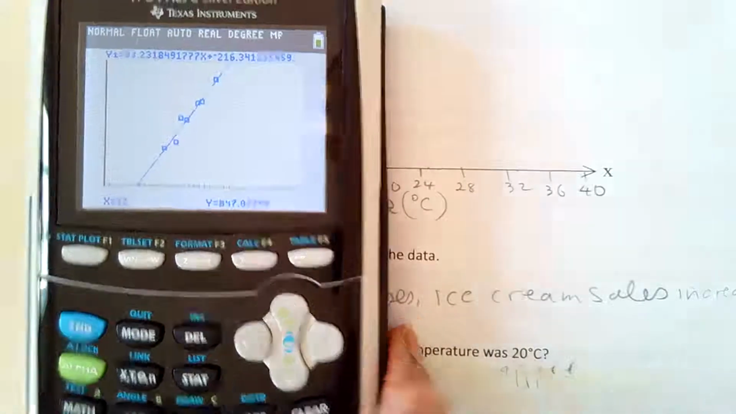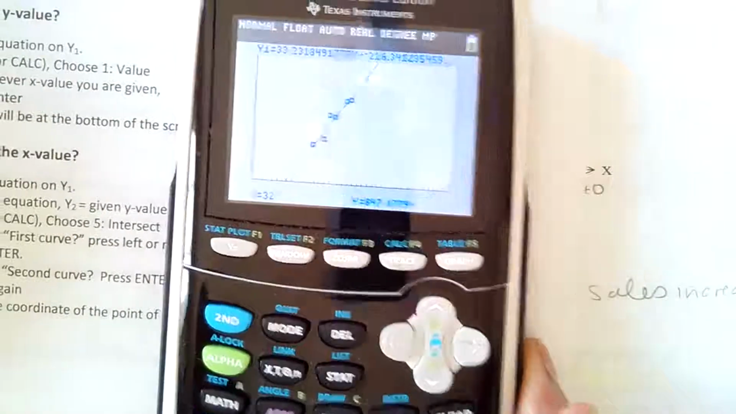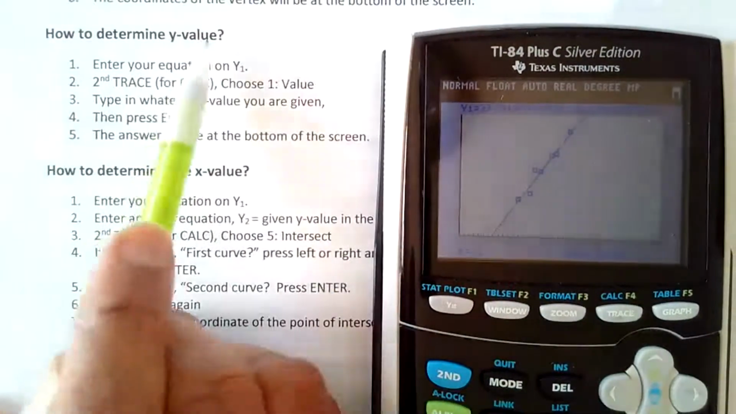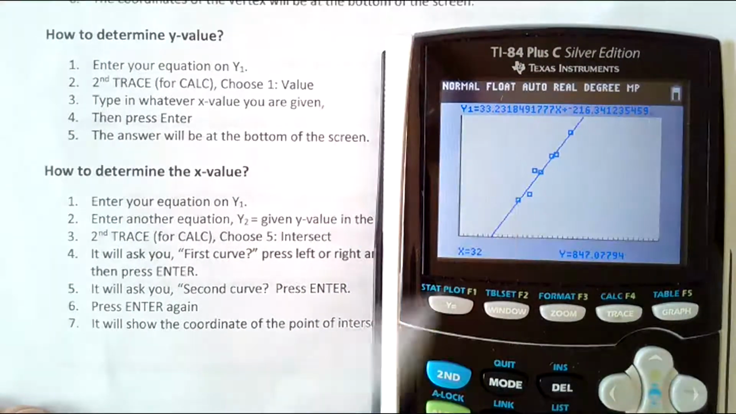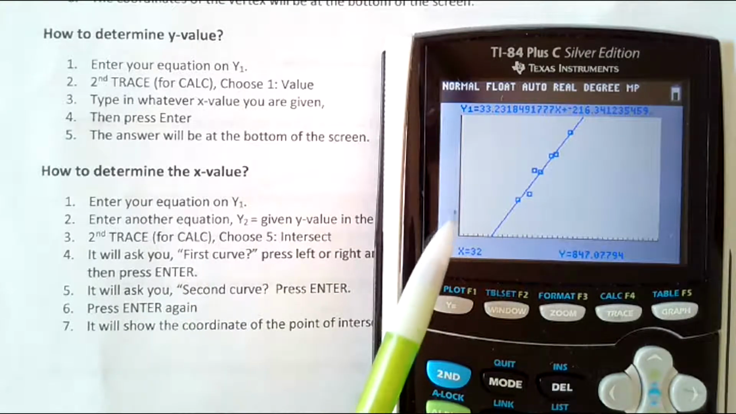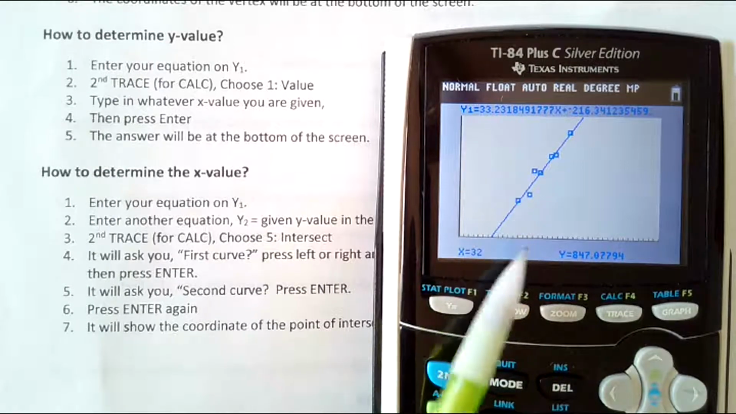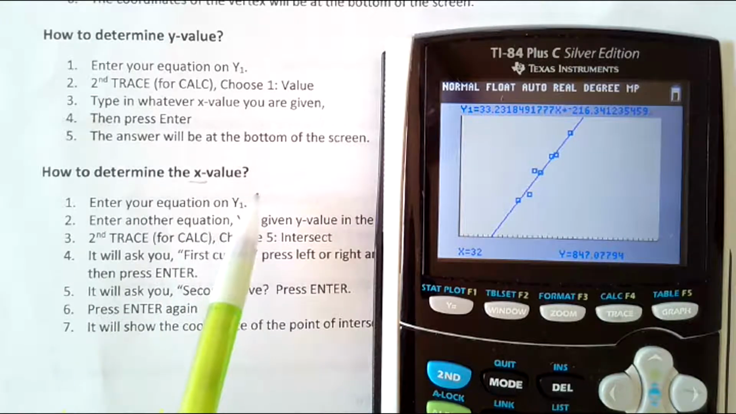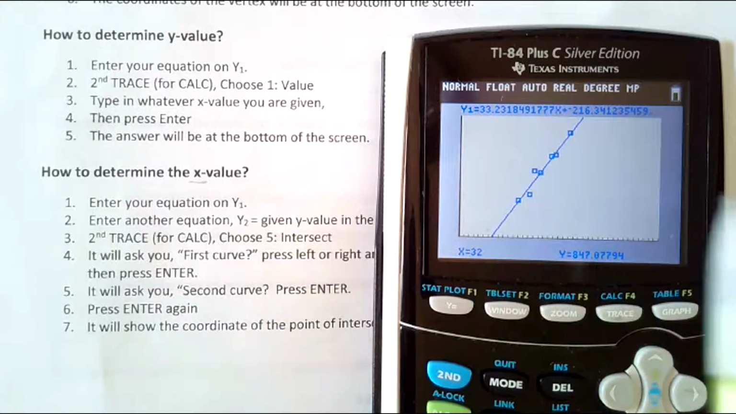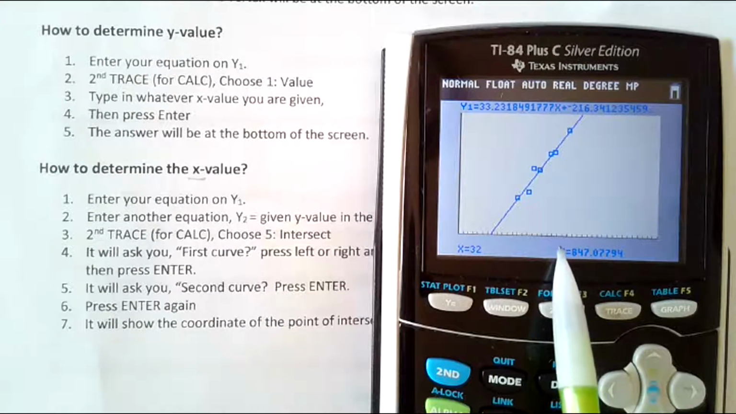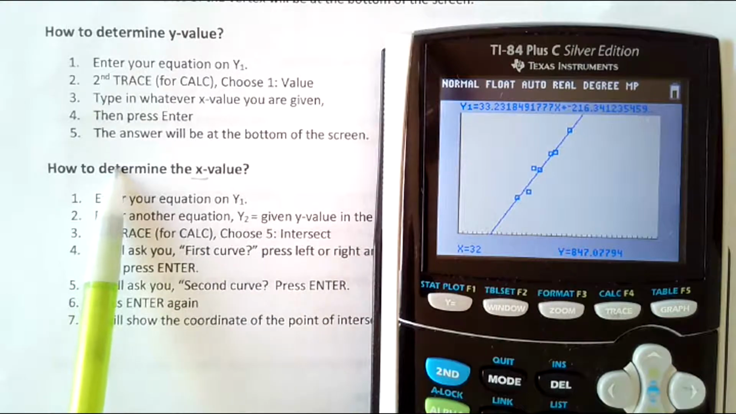That's where we're going to find the X value. The X value is our temperature. The Y value in this case here is our sales. When the sales is a certain amount, what is the temperature? Now that is the reverse. That's finding the X value when you know the Y value. I know my Y, I want to find my X. So you'll follow this instruction here.